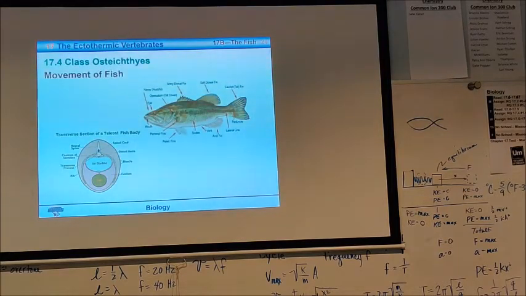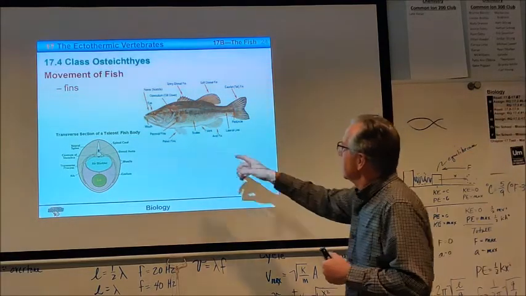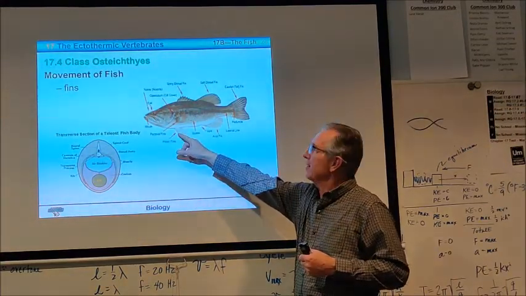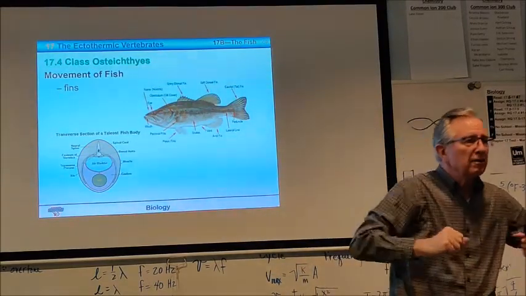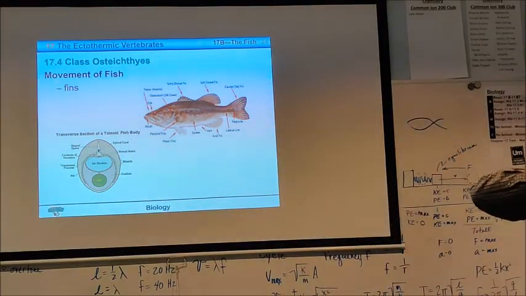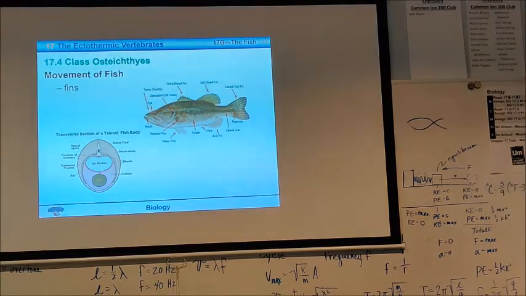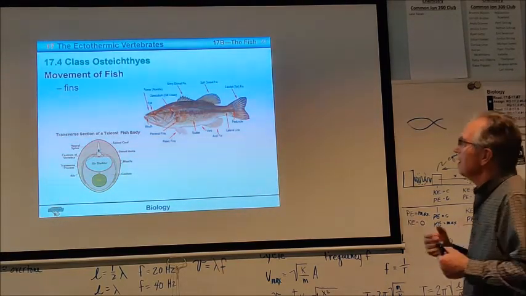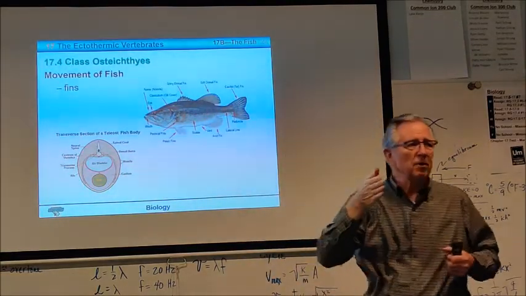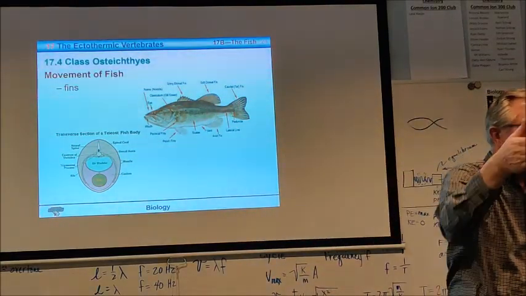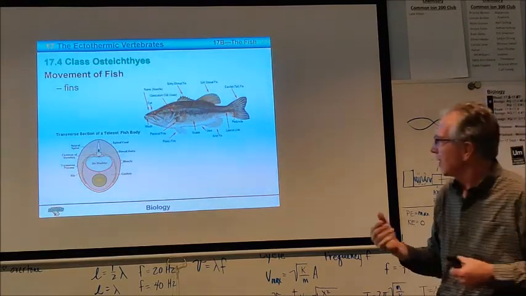Now, as far as how they move around, if you've ever watched fish in an aquarium, when they're not moving very fast, they're typically just moving these fins here, and maybe this one right there, their pectoral fin, to help them slowly navigate around as they're looking for food or whatever. These other fins are more to make them go straight through the water, so they're not moving sideways or anything like that.